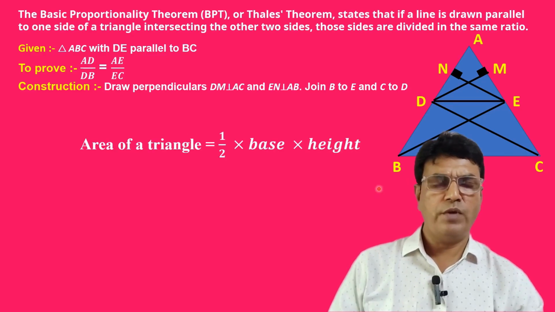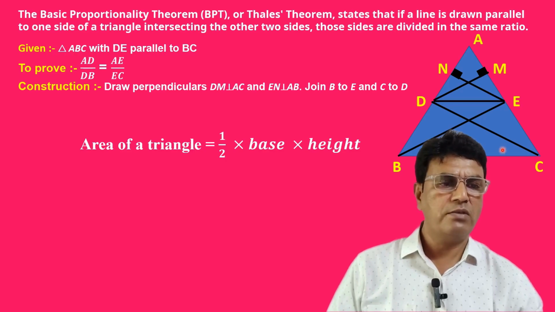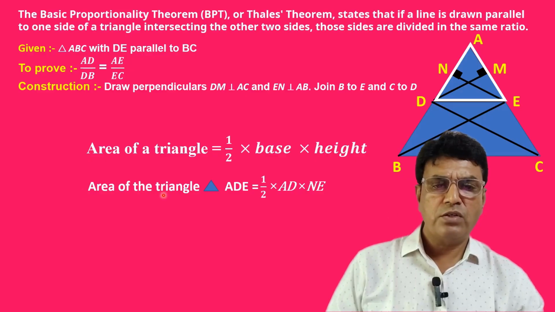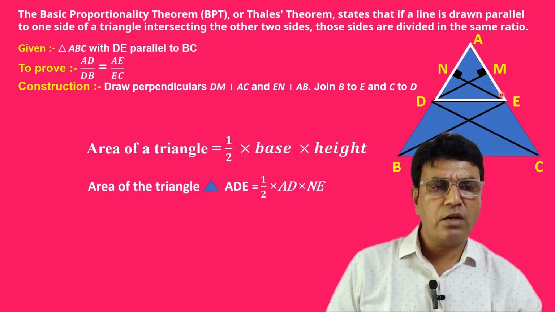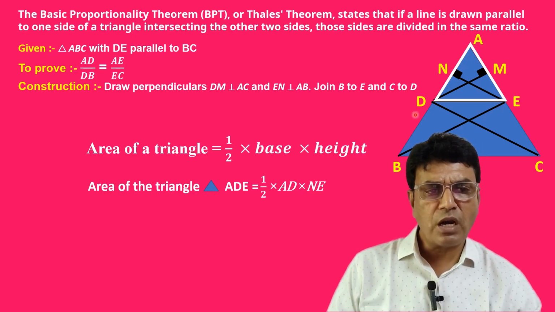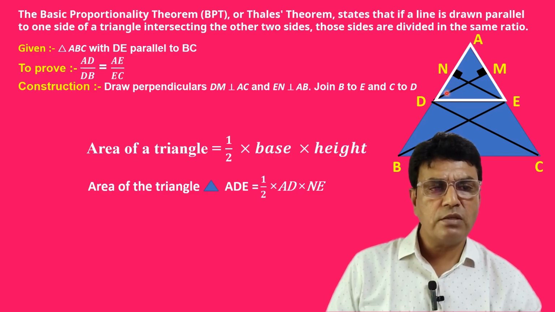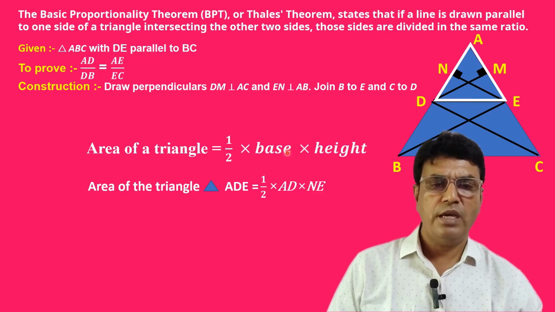One more very important formula that we need to remember is that, in order to find the area of a triangle, the formula is half times base times height. I think we are all aware of this formula. The first thing we need to do here is take the triangles which are lying along the side AB first. So first we are taking the triangle ADE, and we'll apply the formula for finding the area.